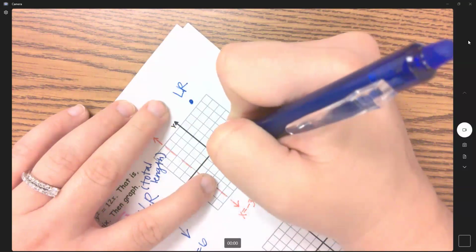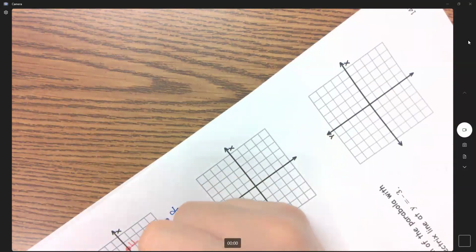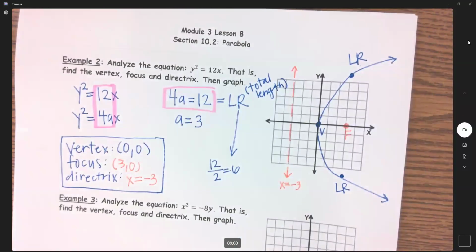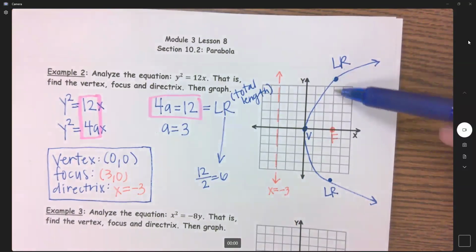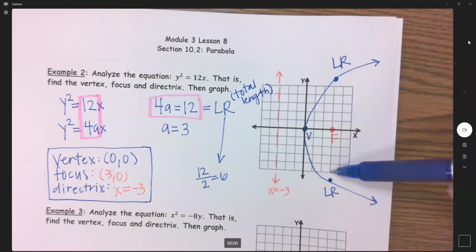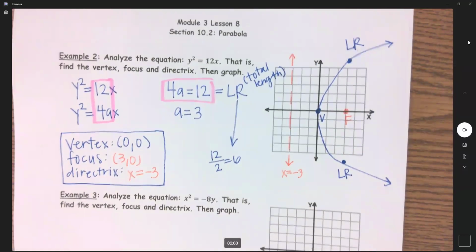So I'm going to start at the vertex and go through those LR points. So now my LR is 1, 2, 3, 4, 5, 6, 7, 8, 9, 10, 11, 12. 12 units total in length.